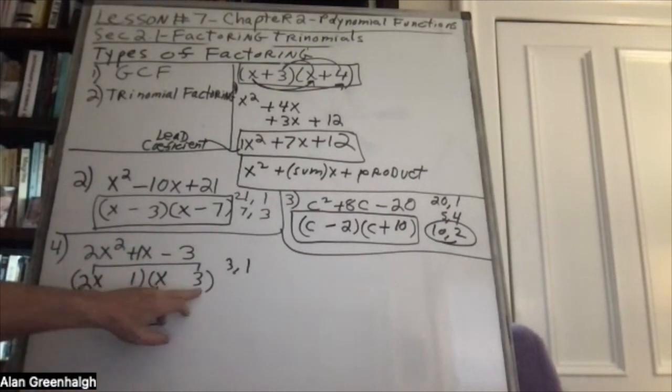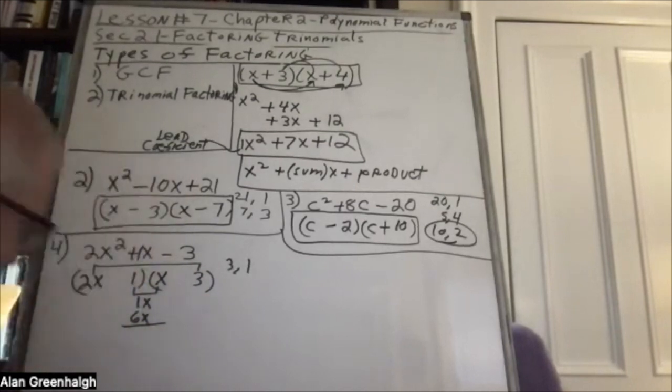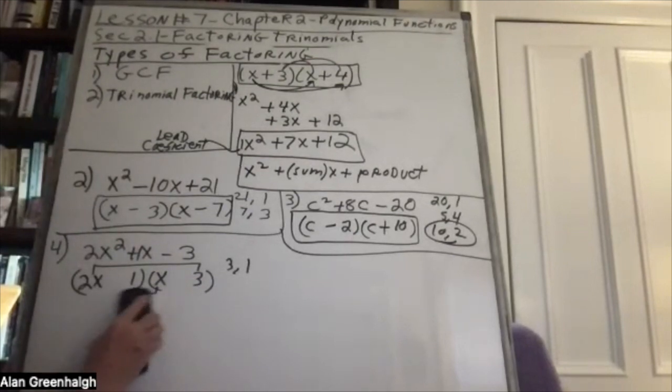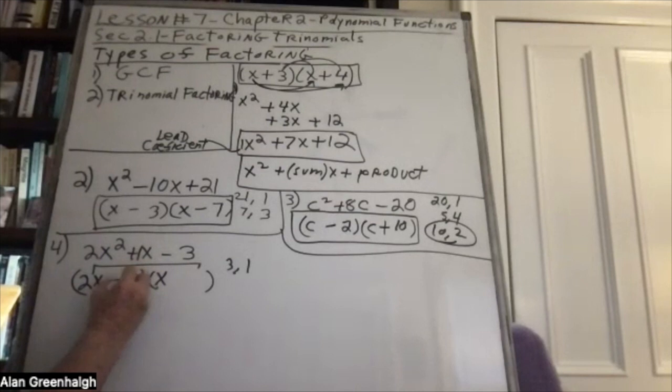So putting the 3 there and the 1 there is not going to work because that's going to give you a 6x and a 1x. So that's no good. Even if you make this a negative, it's just not going to come out to a 1 using 1 and 6. So that's not going to work. So what you need to do is change the position of the 1 and the 3 so that the 3 goes here and the 1 goes there.